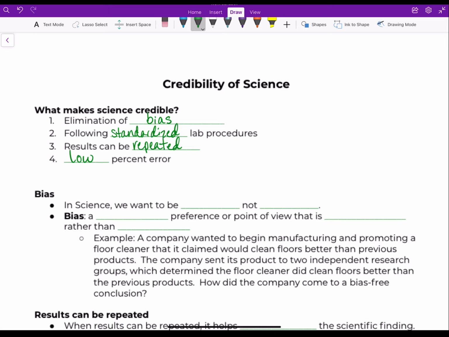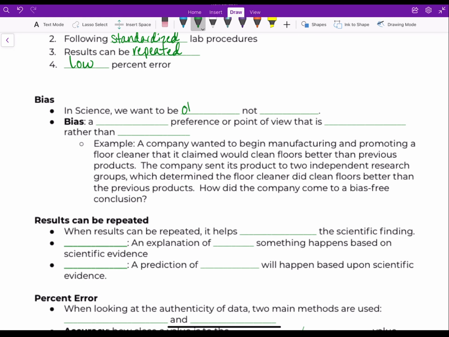So let's start with bias. In science, we want to be objective, not subjective, which means that we don't want to include our opinion in what we're doing. So bias then is a particular preference or point of view that is subjective rather than objective. So bias compared to science, opposites, right? We can see bias is subjective rather than objective, and that's not what we want to be in science. We do not want to have our opinion. So you can kind of think of bias as being synonymous with opinion.